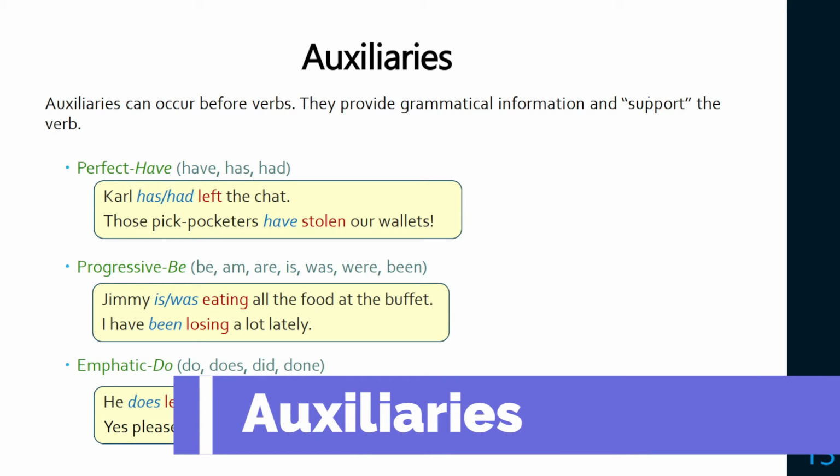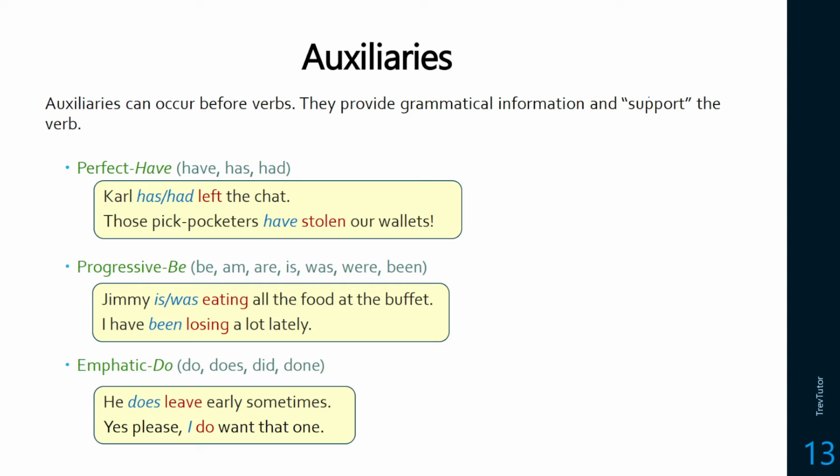Auxiliaries are words occurring before verbs in English that support them by providing extra grammatical information. We're going to go in depth into each of these in separate subsections. I just want to show them to you here and show off the auxiliary portion of it.